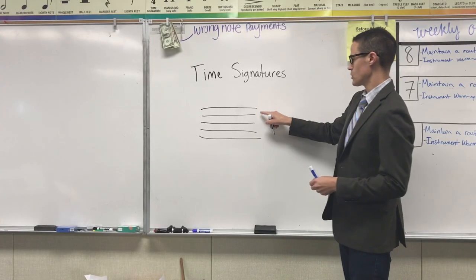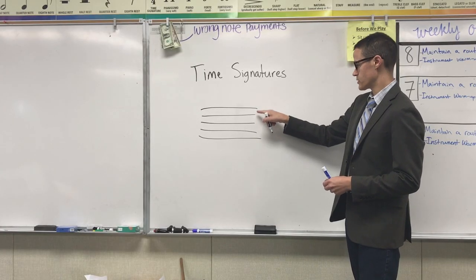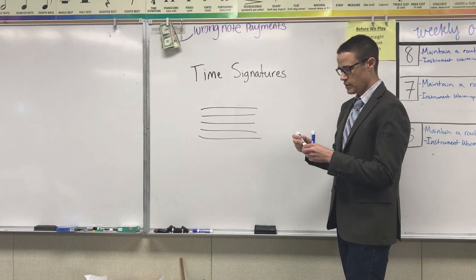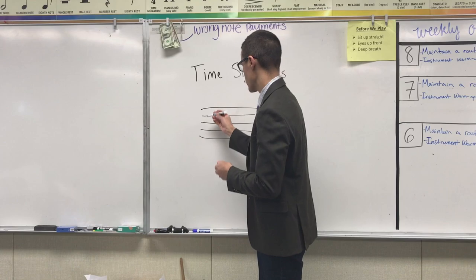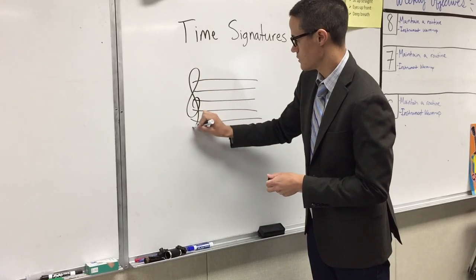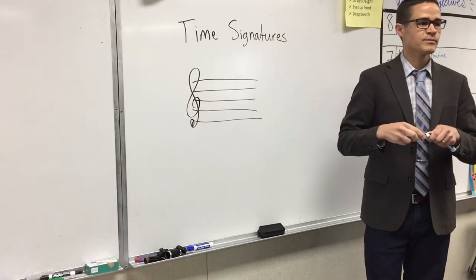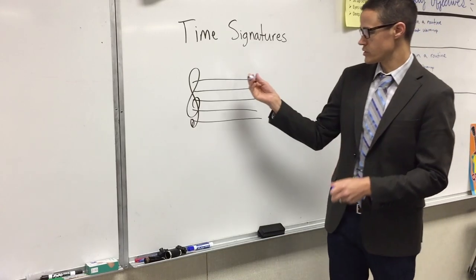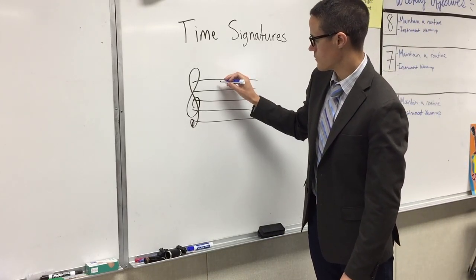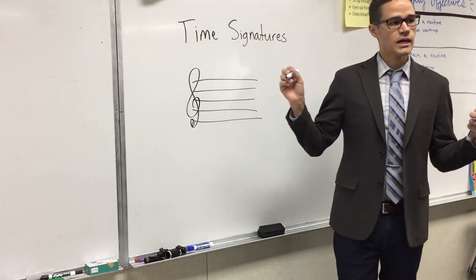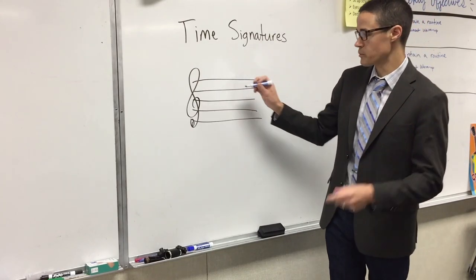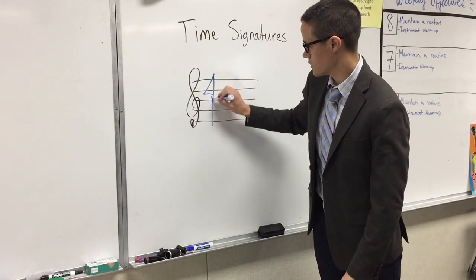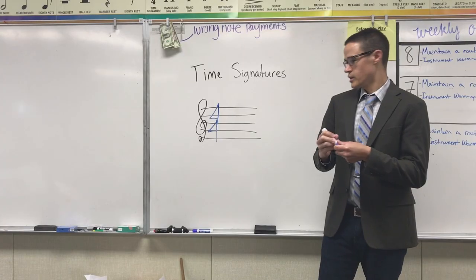5 lines, 1, 2, 3, 4, 5, and 4 spaces, 1, 2, 3, 4. A time signature appears typically after the clef. Let's just say that we're in treble clef. Just like that. The time signature appears after the treble clef. And a typical time signature in band music, not always, but a pretty common one, is 4/4. It looks like a fraction.